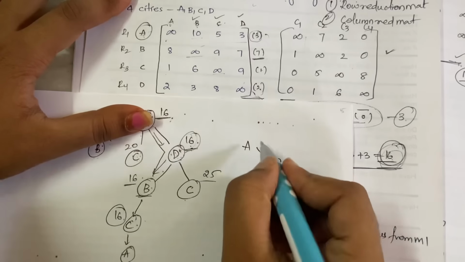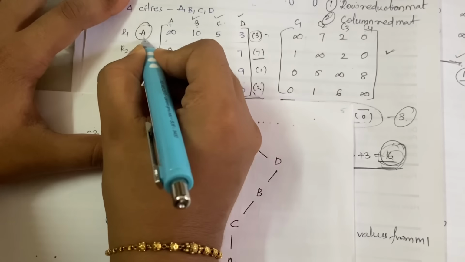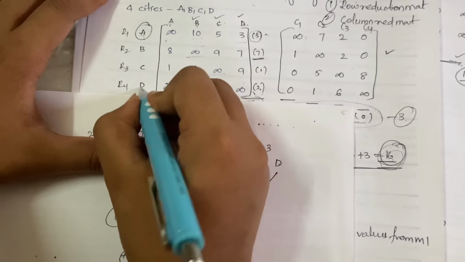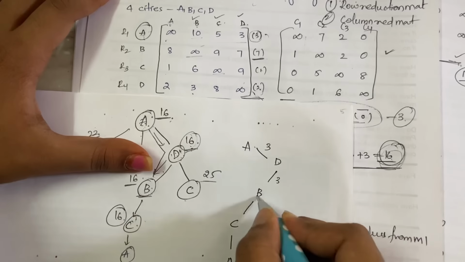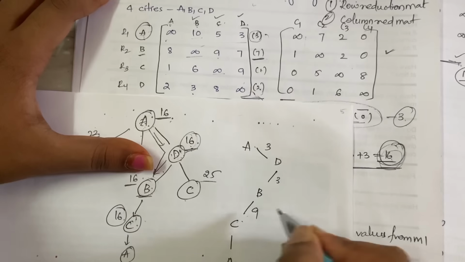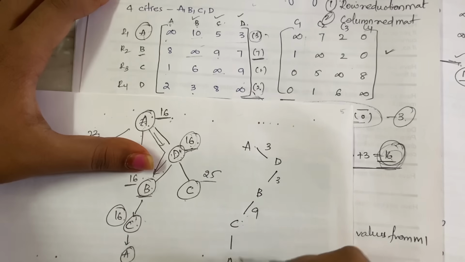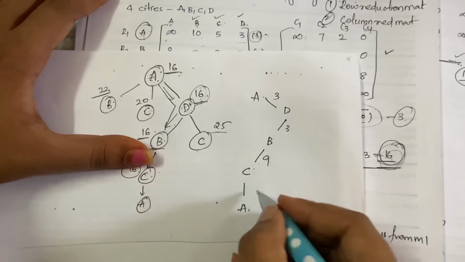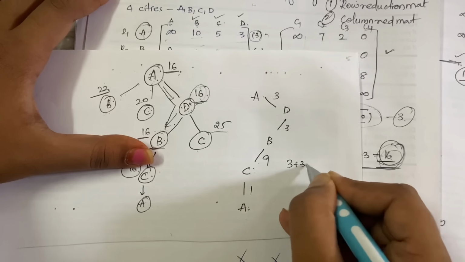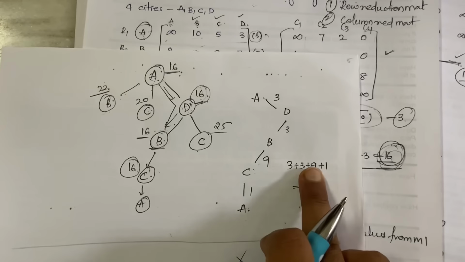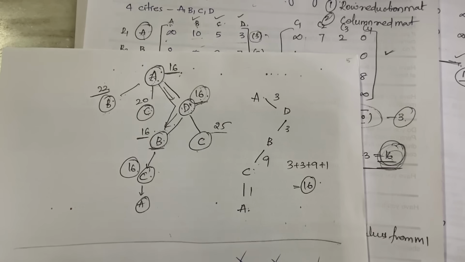So from the original matrix, what is the cost from A to D? A to D, it's 3. From D to B, 3. From B to C, 9. And then from C to A, 1. So 3 plus 3 plus 9 plus 1, 16. 6, 9, 15, 15 plus 1, 16. Okay, you got 16 at the end.